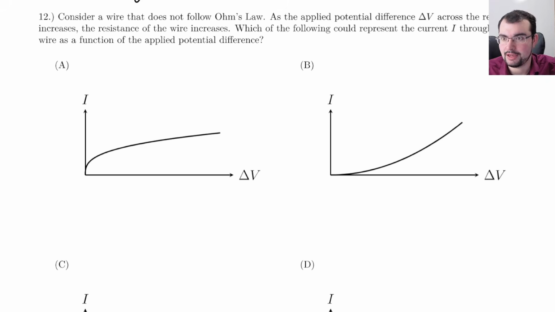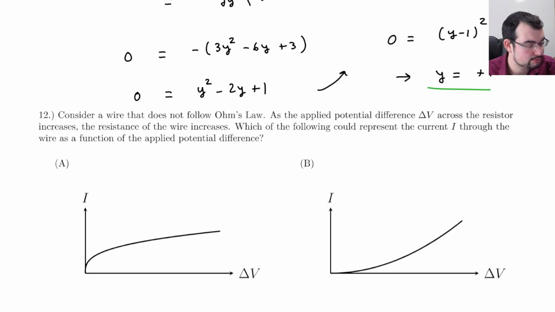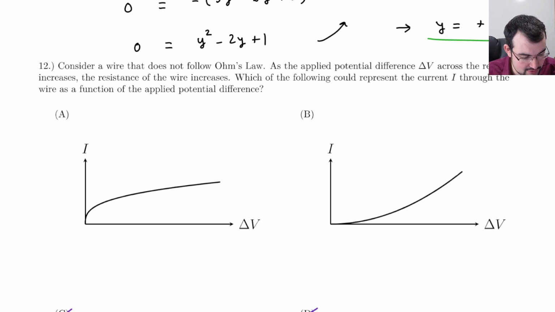Consider a wire that does not follow Ohm's law. As the applied potential difference increases, the resistance increases. Which could represent current as a function of potential difference? Normally, your ohmic resistance, related to the slope of this graph, is constant. But this is not ohmic, so it eliminates C and D, because C would be an ohmic resistor and D would be just wrong. We want increasing resistance, so this should be diminishing gains as you keep bringing the potential difference up.